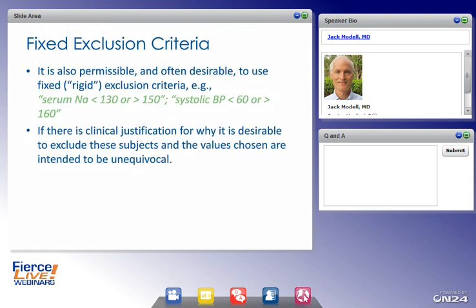So it's also permissible, and to be honest, this is what I favor, just because of the experiences I've had, to use fixed, or some people would say rigid, exclusion criteria. For example, you don't want anyone with a sodium of less than 130 or greater than 150, systolic blood pressure less than 60, it's a little low actually, or greater than 160. If there's clinical justification for why it's desirable to exclude subjects, and that these values are intended to be unequivocal.